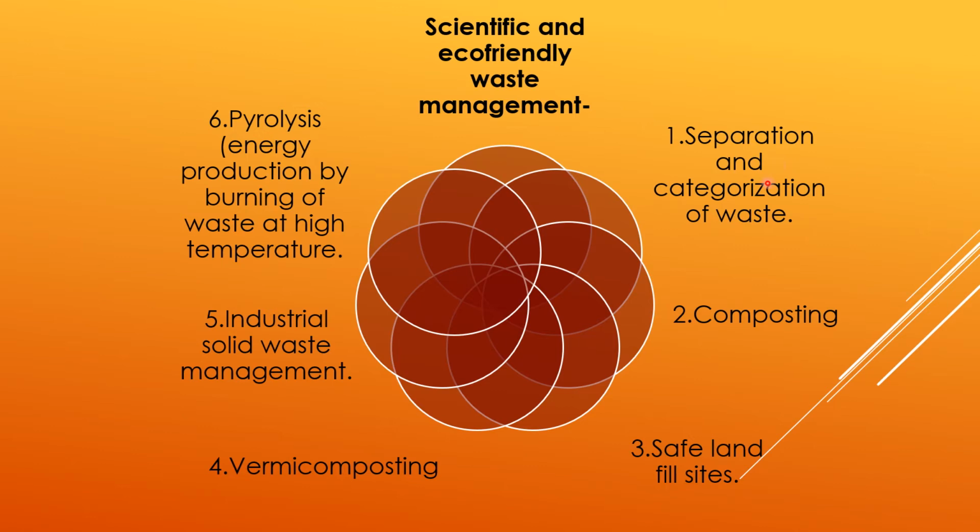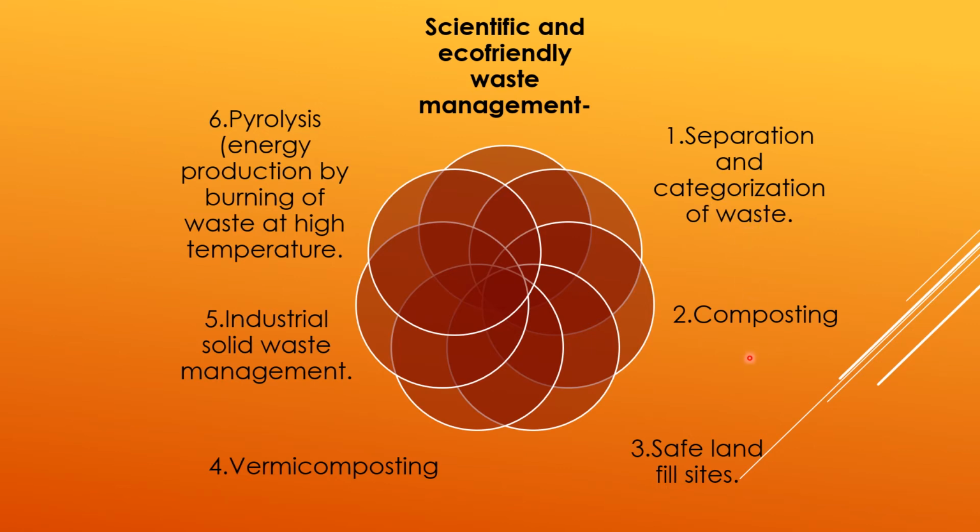Now, wet waste can be decomposed and it can be used in production of fuel, in the production of manure, etc. For that purpose, wet waste can be used. The dry waste can be recycled. In this way, the dry waste can be used. And for that, we have to separate and categorize the waste.